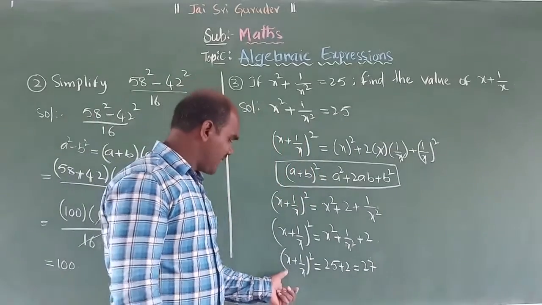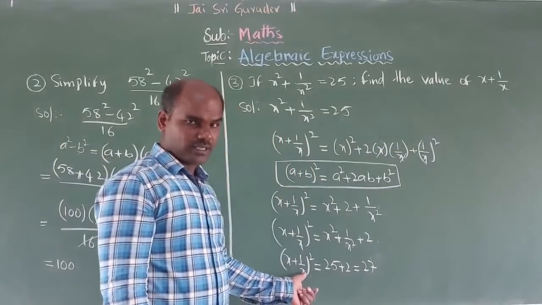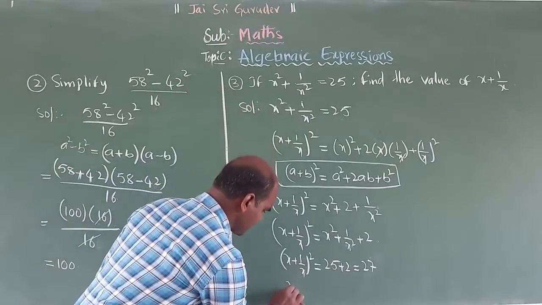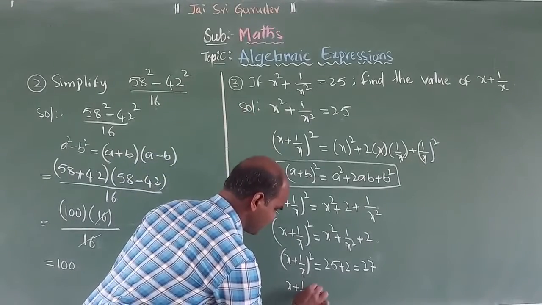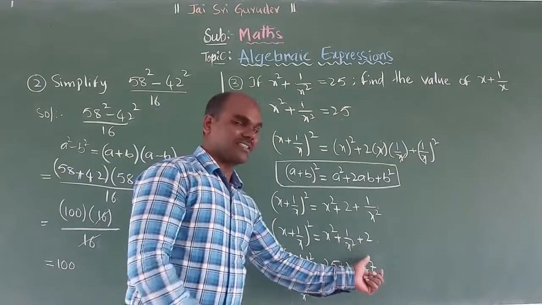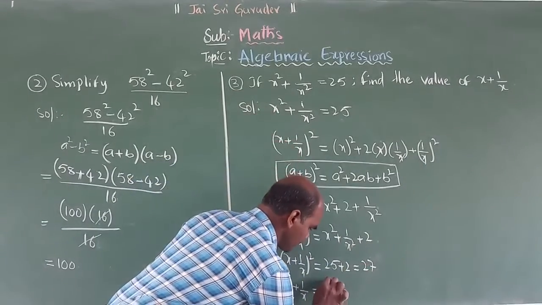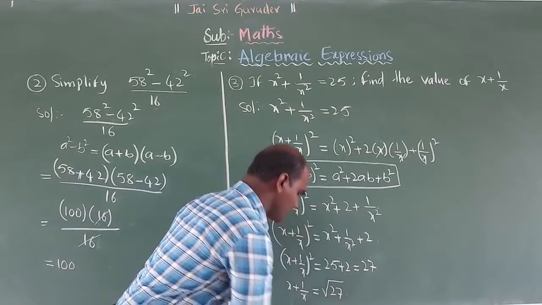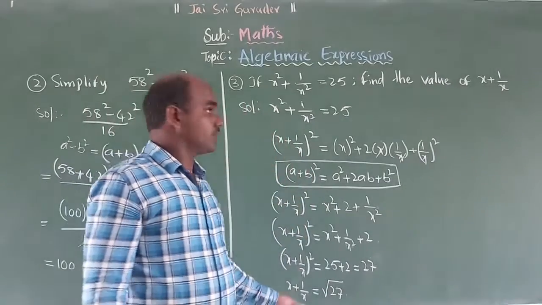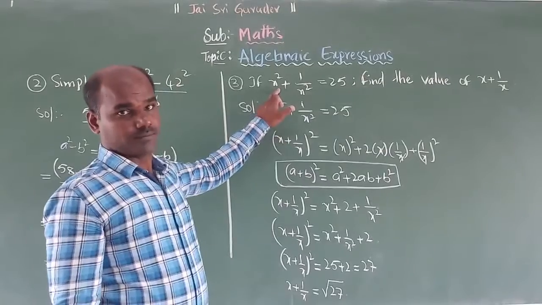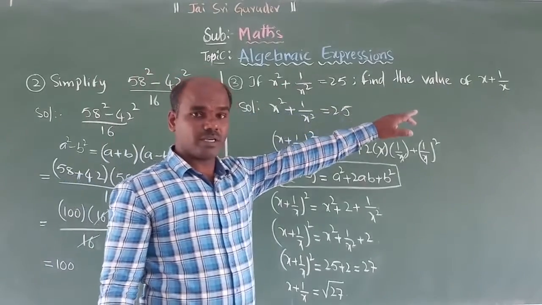Then we require x plus 1 by x value only. Yes or no, children? Then x plus 1 by x is equal to, if the square goes to the other side, it becomes square root, so that is under root 27. So this is the solution of the given problem. We got the value of x plus 1 by x.